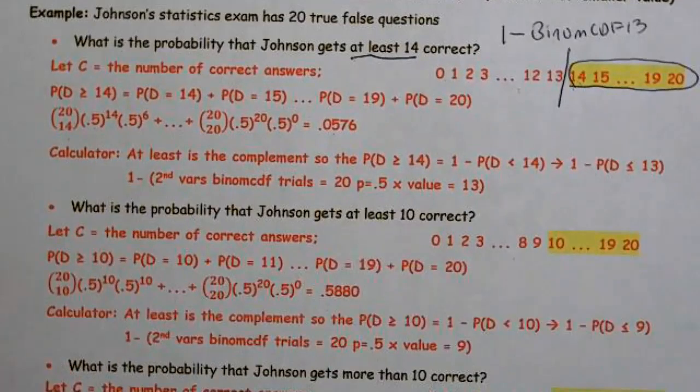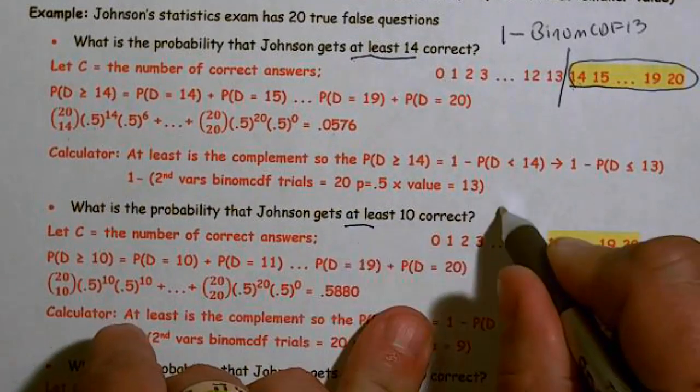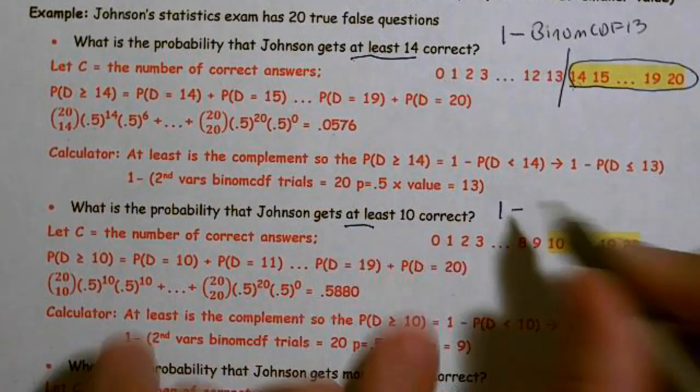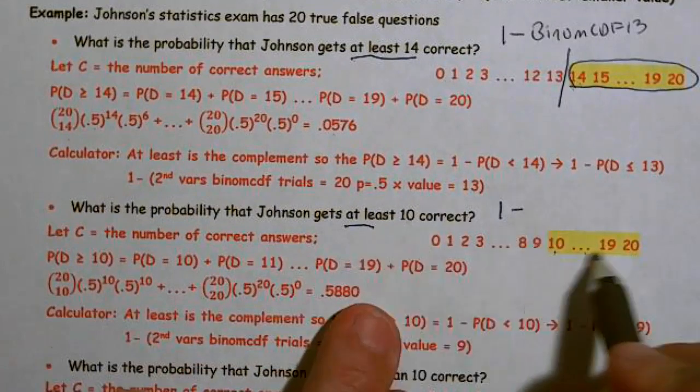What's the probability that they get at least 10? Once again, we have at least. So, as we said before, it's going to be a 1 minus situation. We need at least 10, which means we need 10, 11, all the way to 20.